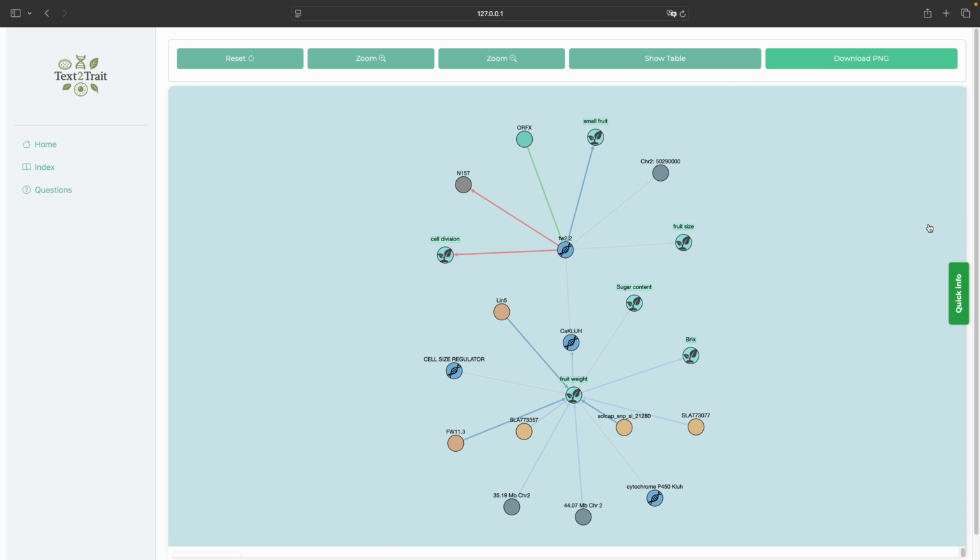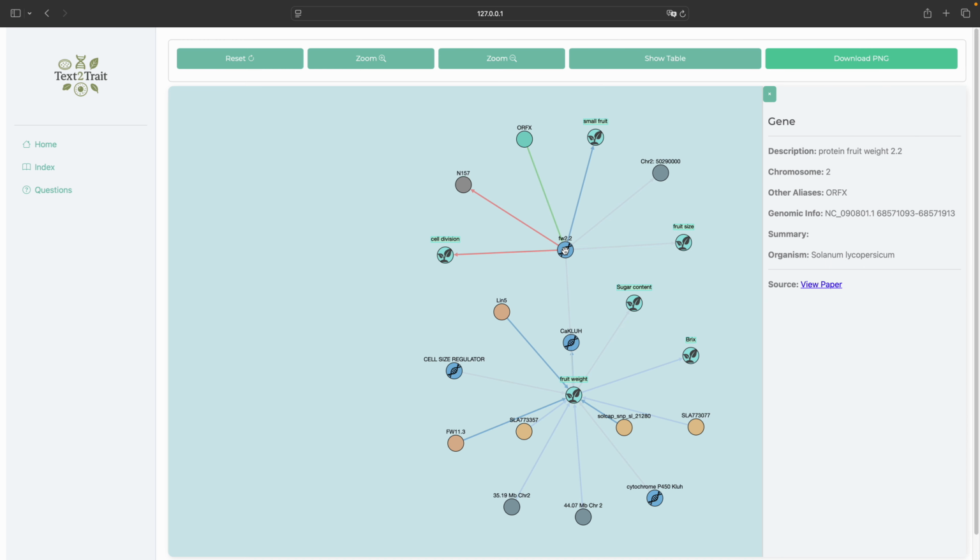Then you get a graph like this where you have a trait in the middle which is connected by other genes and other entities. So as you can see. Yeah, so I recognize some genes like the FW2.2, which stands for fruit weight, but where is this information actually coming from? So this information is coming from published literature.